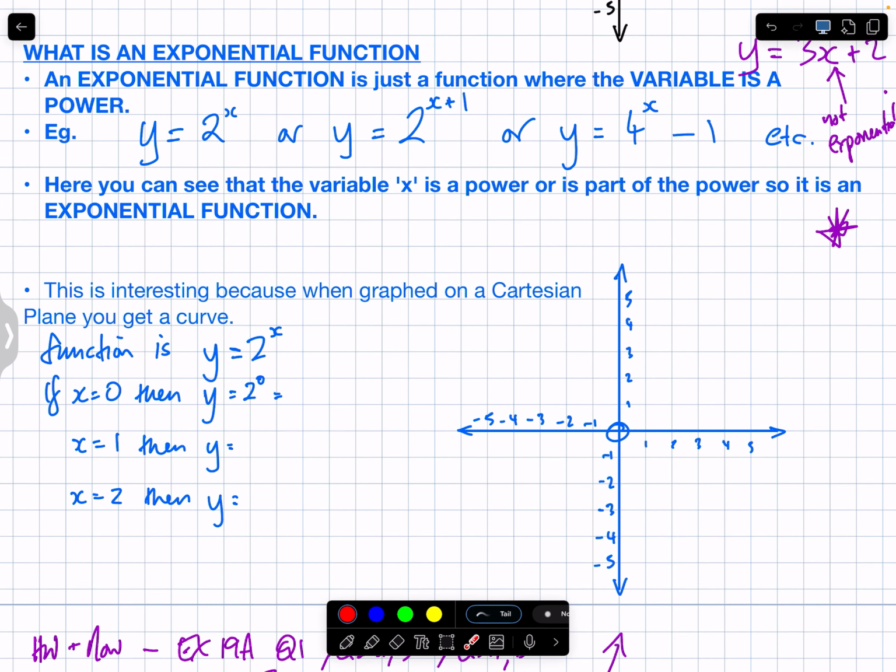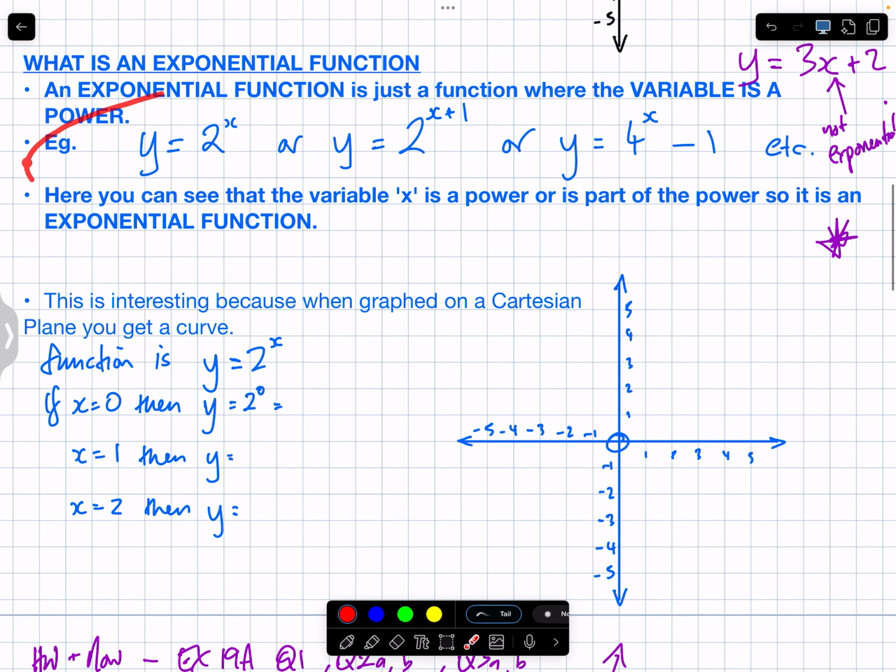What do you notice about x? Is it normal size or is it a power? It's a power now. And all of this writing here is to tell you that if x is a power, we're talking about an exponential function. That's it. It's not going to form a straight line.